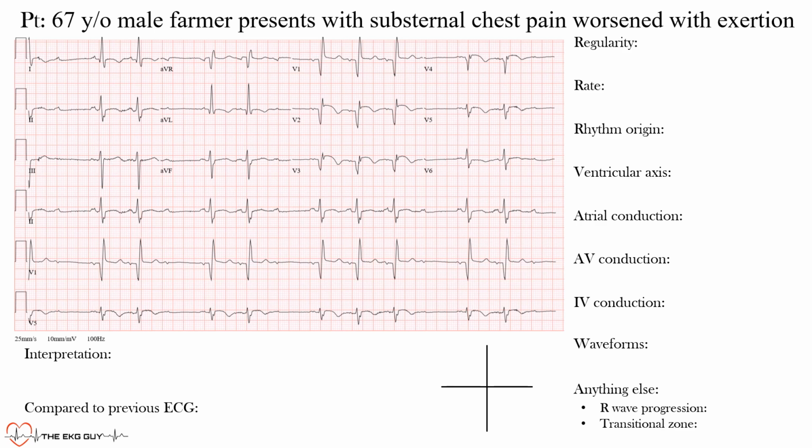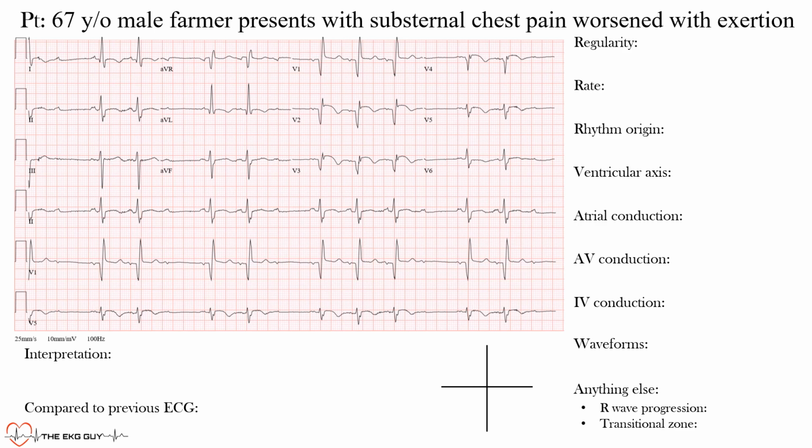Okay, try to figure out the regularity, rate, rhythm origin, where's the rhythm actually originating from, ventricular axis, atrial conduction, atrial ventricular AV conduction, IV or intraventricular conduction waveform. So try to fill out those on the right. Okay, you can pause the video when you're ready, restart the video, and we'll go through this together. All right.